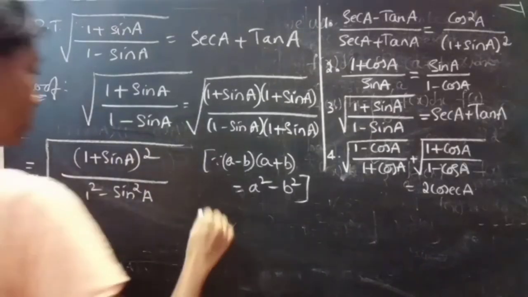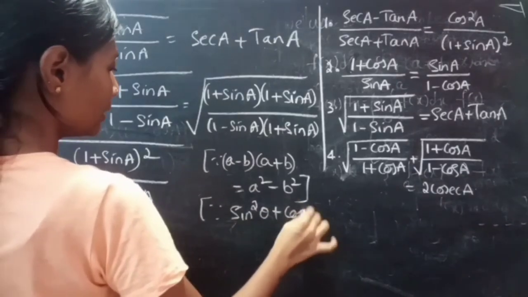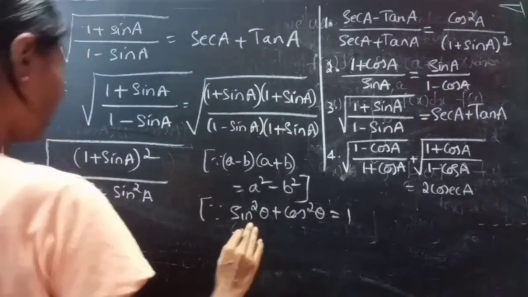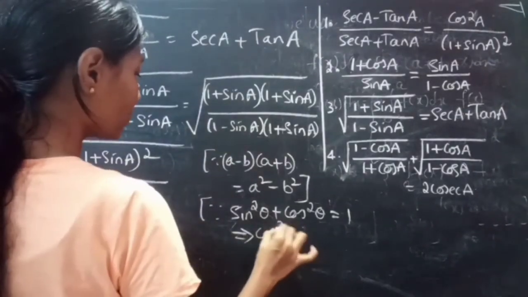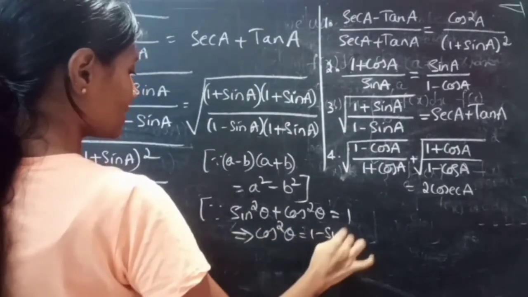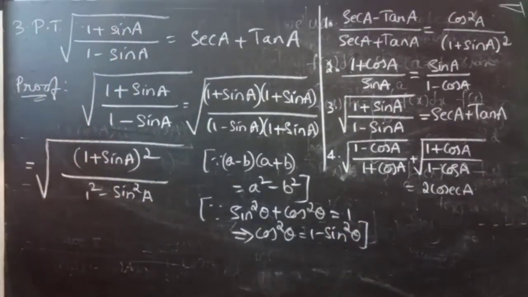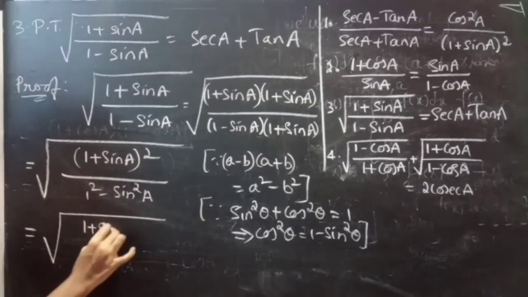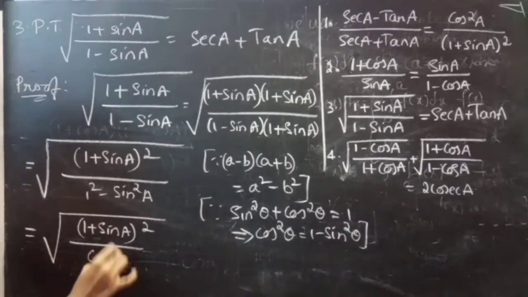Also, you have sin square theta plus cos square theta equals 1. If you take sin square theta to the right hand side, you'll get cos square theta equals 1 minus sin square theta. Now we can replace 1 minus sin square A by cos square A. So this equals root over (1 plus sin A) whole square by cos square A.